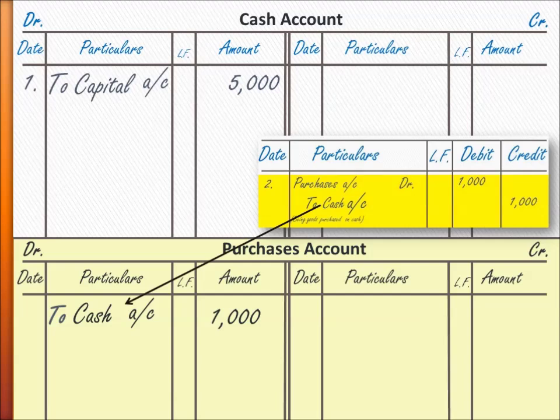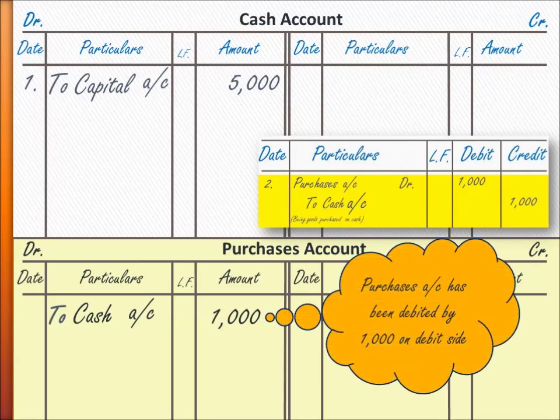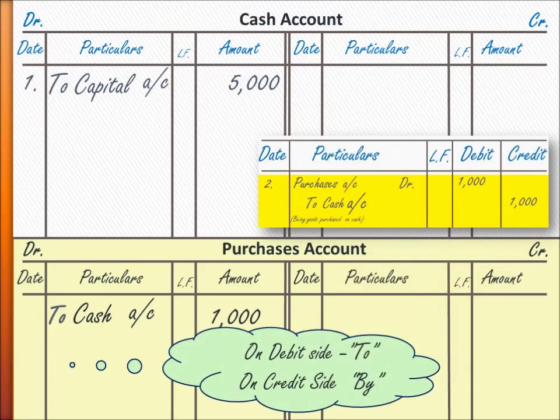To post the amount means to write down the amount in the ledger. So in the journal entry purchases account was debited by rupees 1,000. In the same way, in the ledger posting, purchases account has been debited by rupees 1,000. It means 1,000 rupees has been written on the debit side of purchases account. Or technically speaking, purchases account has been debited by rupees 1,000. You know, on debit side, I mean to say on left hand side, we always start with 'To'. And on credit side, I mean to say on right hand side, we always start with 'By'.